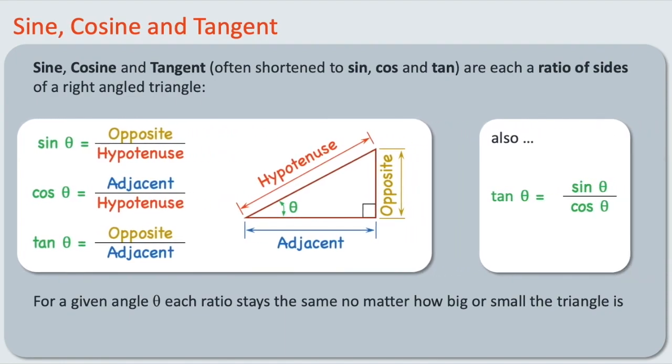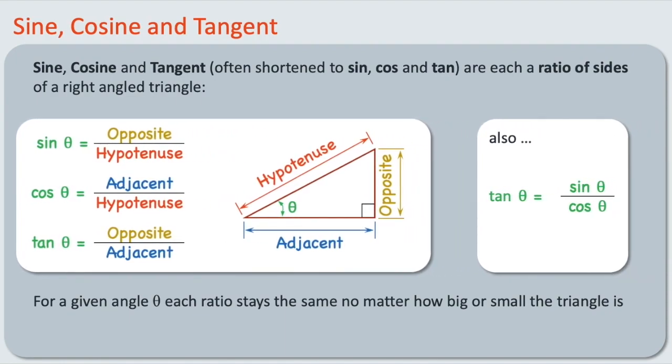Also, there is a relationship between tan theta, sine theta, and cos theta. This is: tan theta is equal to sine theta divided by cos theta. For a given angle theta, each ratio stays the same, no matter how big or small the triangle is.